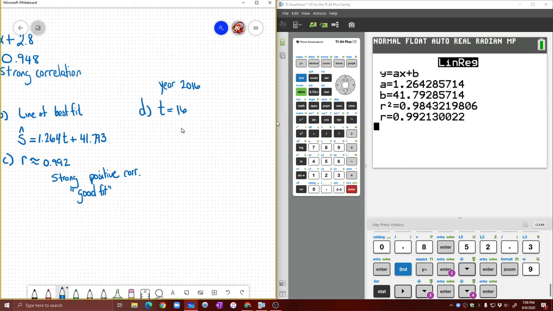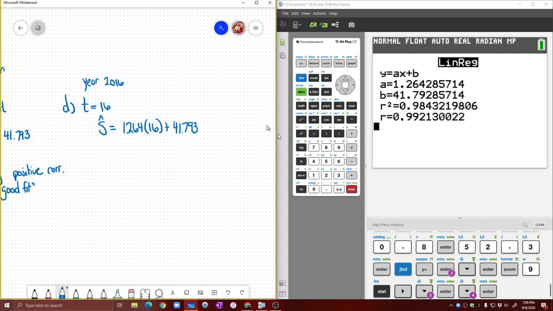All right, so now we're going to approximate the salary. So this is why we write S hat. Okay, so now we're going to plug in 16 into our equation. So 1.264 times 16 plus 41.793. So when we do that, we'll roll this over.